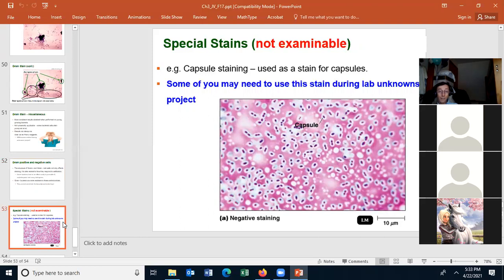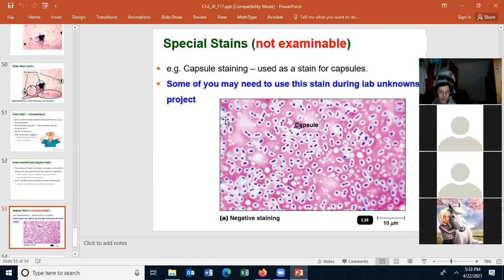All right, let's briefly talk about special stains. You're not going to be examined on special stains, at least not in the lecture. You could be in the lab because our last lab discussed special stains. But I do want to talk just briefly about the capsule stain because it's a stain used to stain for a capsule, and some of you may need to use this stain later in the term for your lab unknowns project.